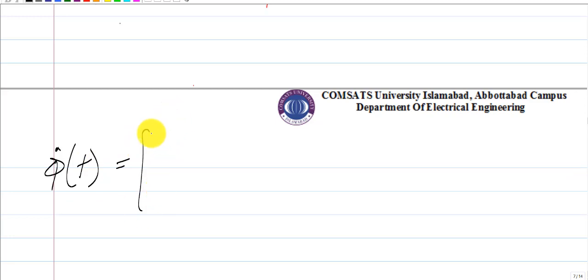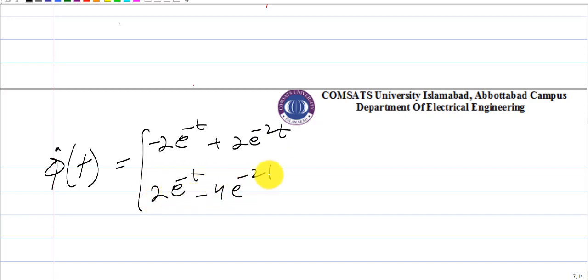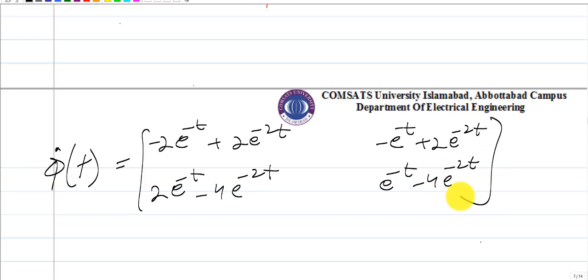So the derivative that we will obtain will be minus 2 e raised power minus t plus 2 e raised power minus 2 t, and that will be 2 e raised power minus t minus 4 e raised power minus 2 t. And that will be minus e raised power minus t plus 2 e raised power minus 2 t, and that will be e raised power minus t minus 4 e raised power minus 2 t.